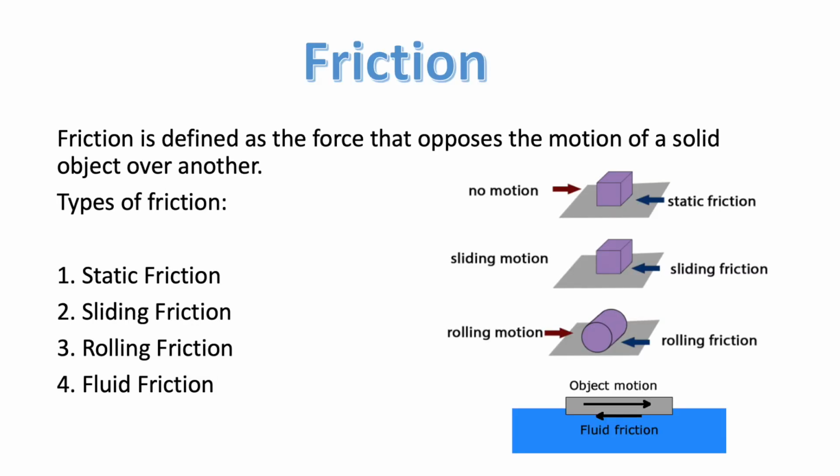Let us study another type of force called friction. Friction is defined as the force that opposes the motion of a solid object over another. There are different types of friction: static friction, sliding friction, rolling friction, and fluid friction.